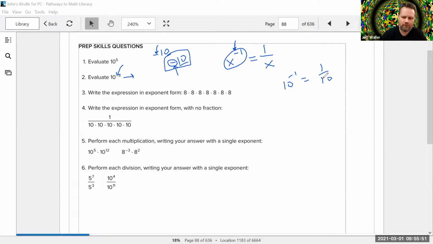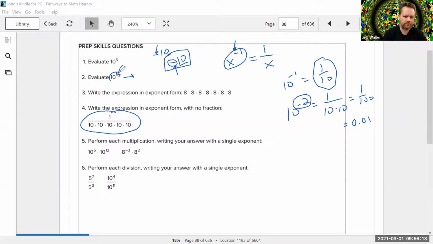So a negative power means flip. If I had 10 to the negative 2, that would be 1 over 2 tens, which would be 1 over 100, which would be 0.01, which is what somebody was talking about. Move the decimal back twice. Got it. Now this one is kind of the reverse of this one. So how many tens are on the bottom? So it's going to be 10 to a negative power. Yeah. Maybe. Got it. Okay. All right.